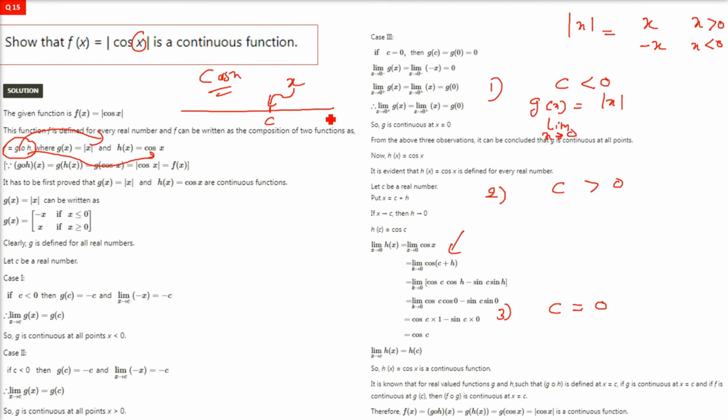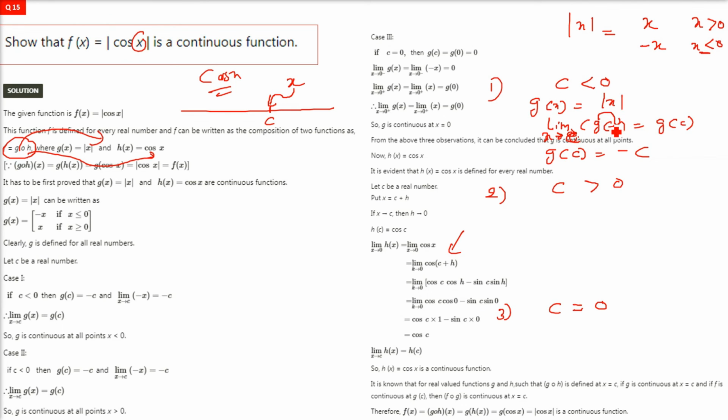So when you have limit x tends to c, that is x is approaching c, and you apply this on g(x), it should be g(c). Okay. So g(c) is what? When x is less than 0, it is going to be negative x. So g(c) is nothing but modulus of c, and since c is less than 0, it is going to be minus c.